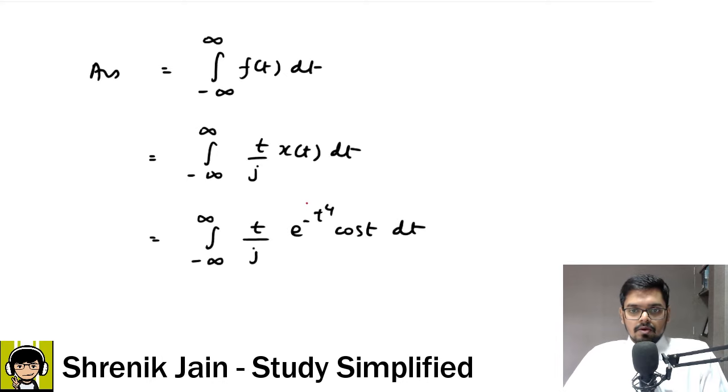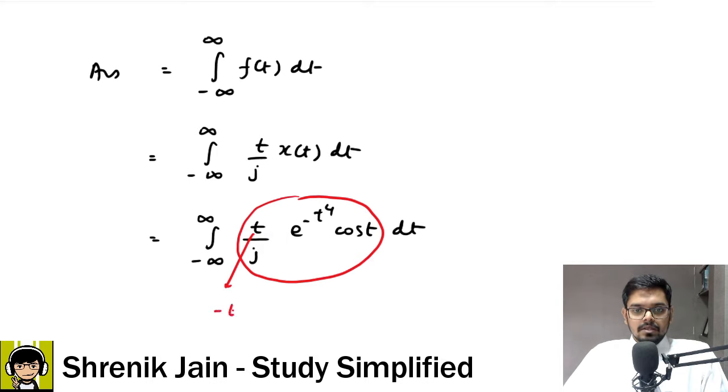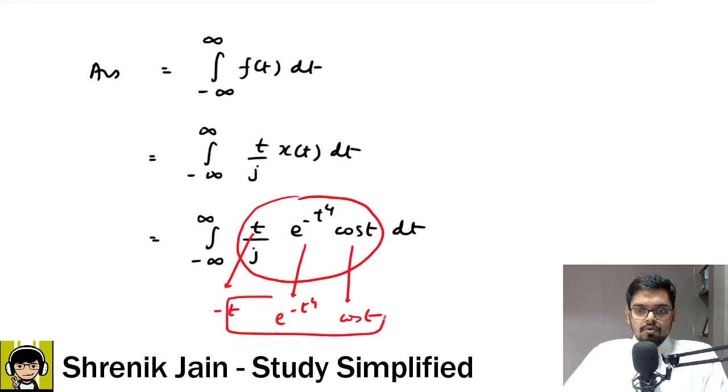So let us check this function whether it is even or odd. If t is replaced with minus t, this is minus t. Here if t is replaced with minus t, same term as it is. Here if t is replaced with minus t, cos of minus t is cos t only. So if you see carefully, this was your original function, and if t is replaced with minus t, this is what you are going to get, a minus outside. This means your function is odd.